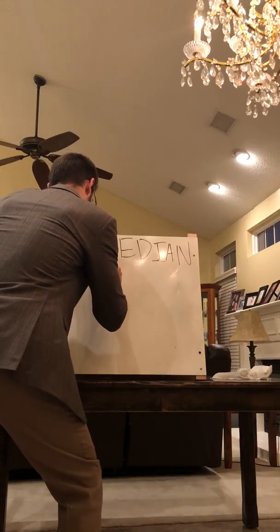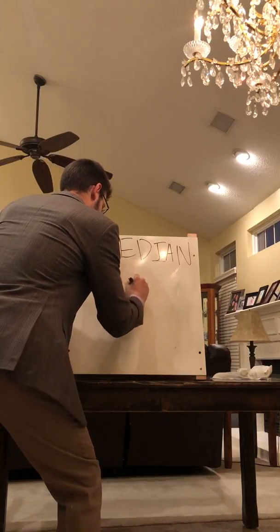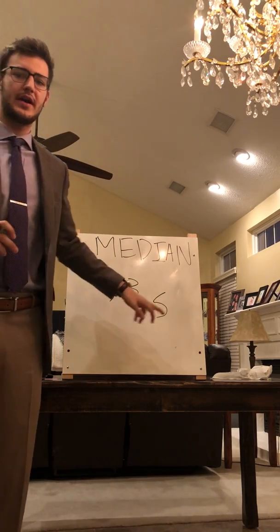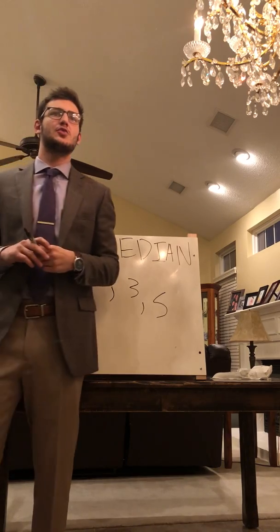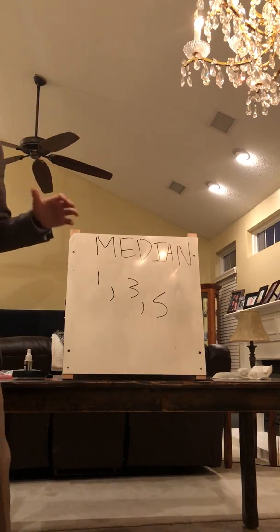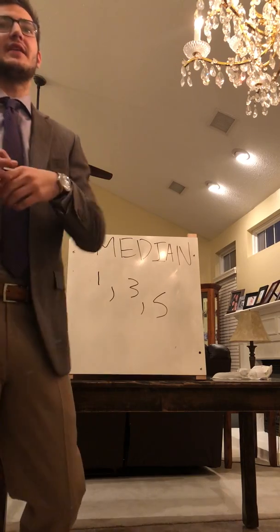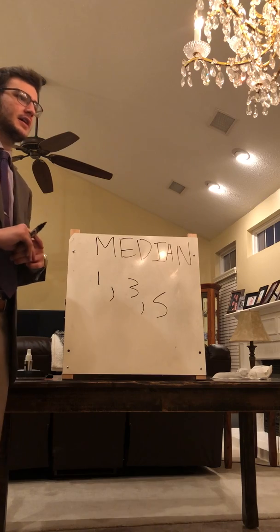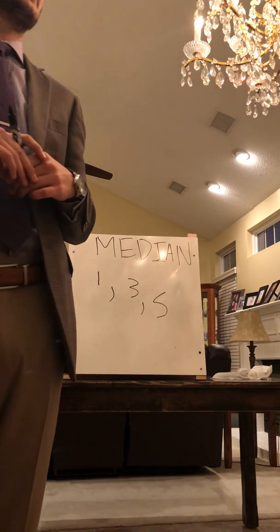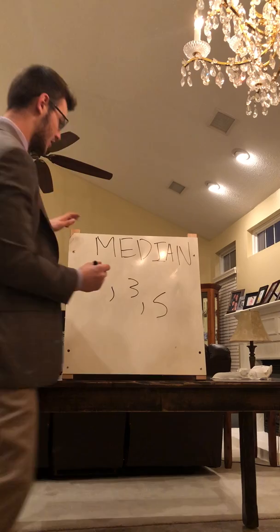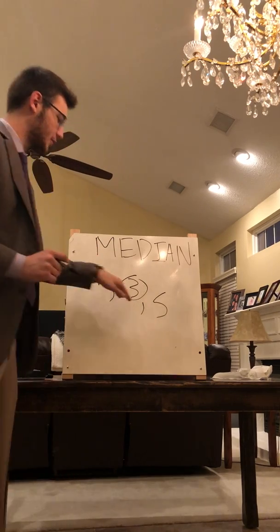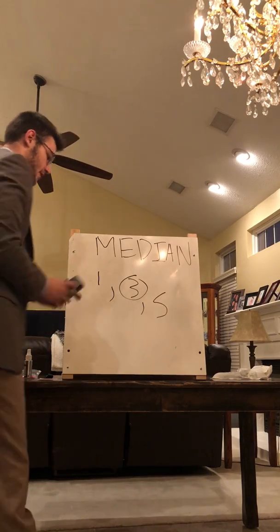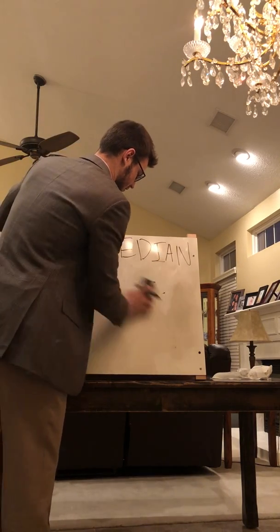So the first one we're going to do, an easy one, is 1, 3, and 5. Everybody on your whiteboards, write down what you think the median of 1, 3, and 5 is. Okay, everybody hold them up. It looks like we all got it right. The median is 3. It is the midpoint of these 3 numbers. Good job.